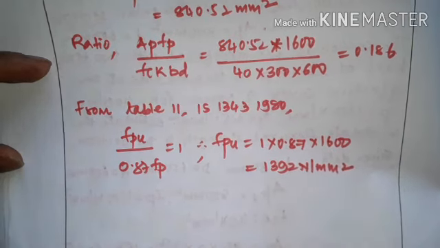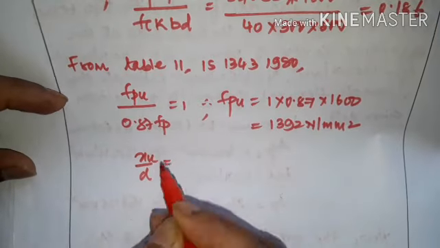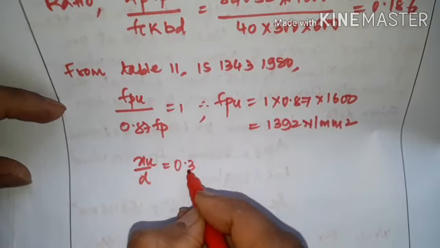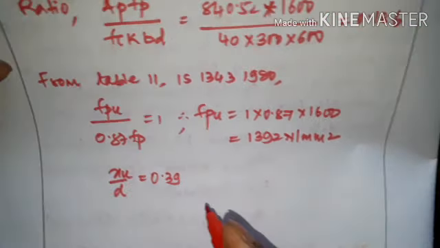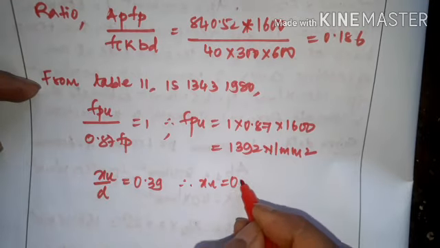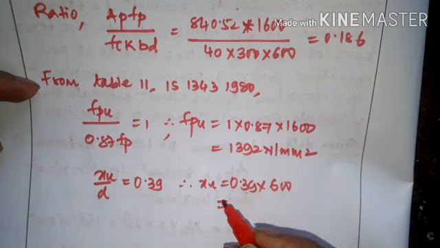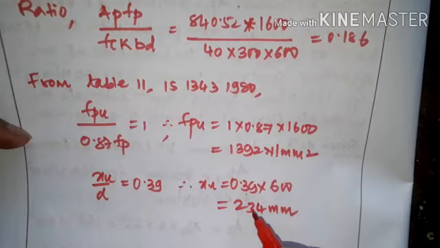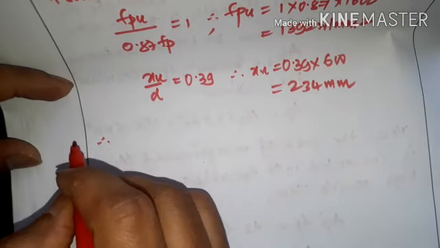Then Xu by d also you have to find out. So Xu by d is 0.39. These two values you will get from table number 11. So therefore Xu is equal to 0.39 times d, which is 600. So we will get the value as 234 mm.